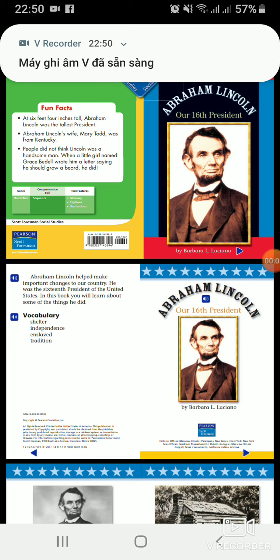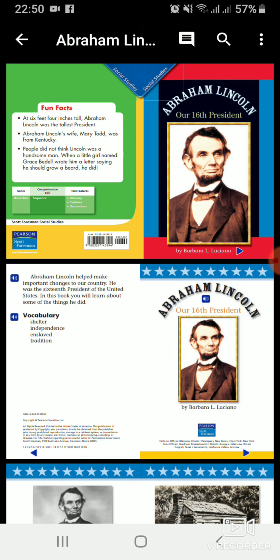Abraham Lincoln Part 2. Abraham Lincoln helped make important changes to our country. He was the 16th President of the United States. In this book, you will learn about some of the things he did: vocabulary, shelter, independence, and slave tradition.